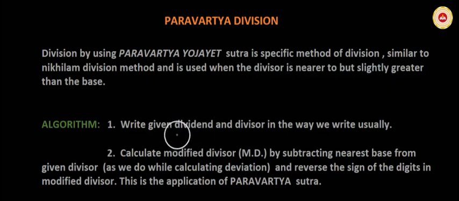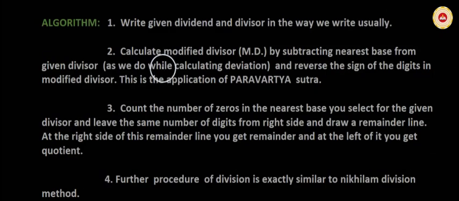First step is write the given dividend and divisor in the way we write usually. Second step, calculate the modified divisor by subtracting the nearest base from the given divisor, as we do while calculating deviations. Okay, and reverse the sign of the digits in the modified divisor, and this is the application of Paravartya Sutra.